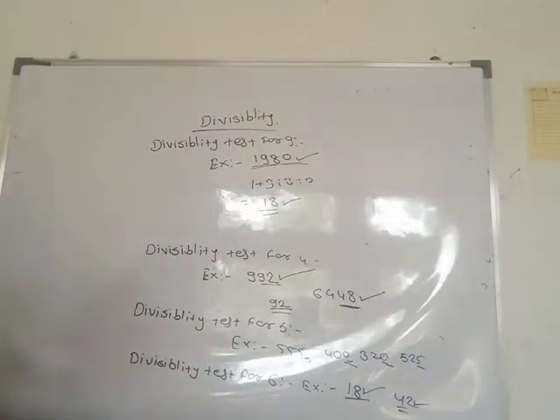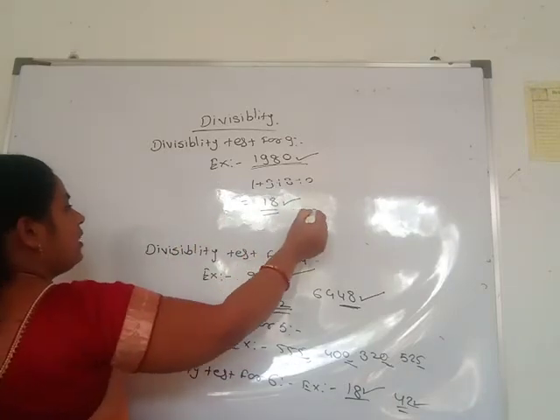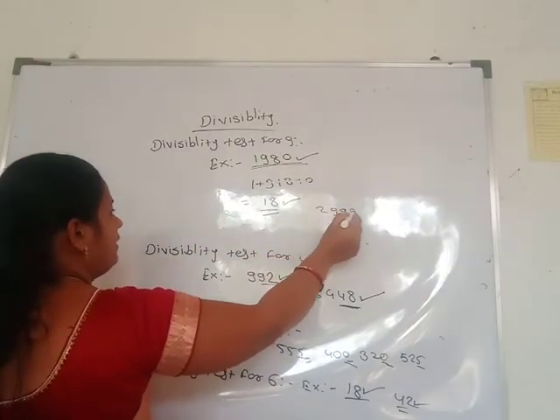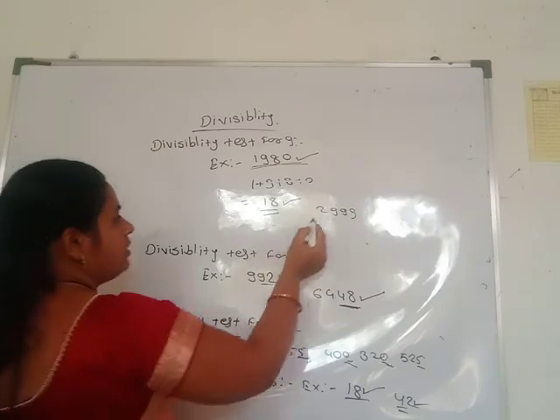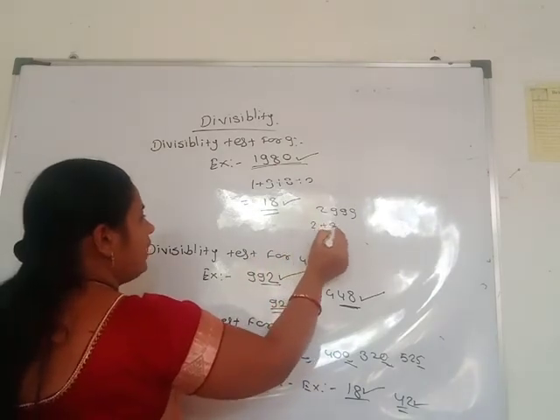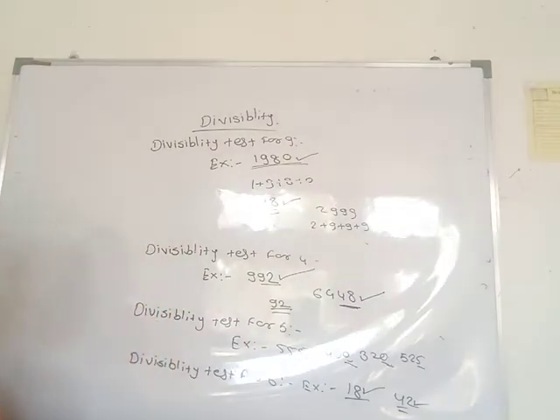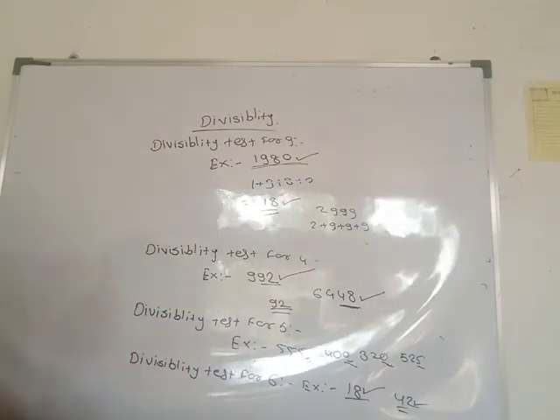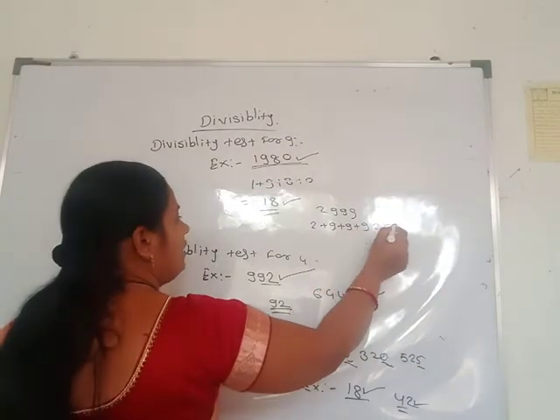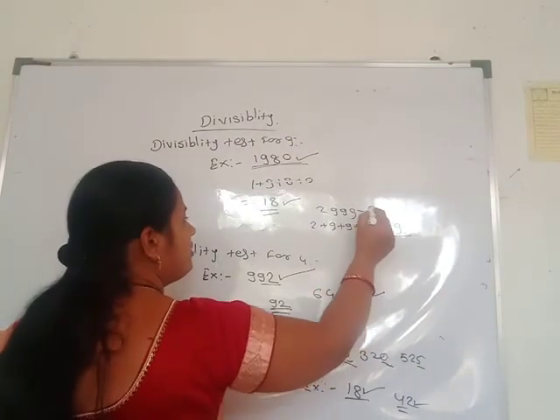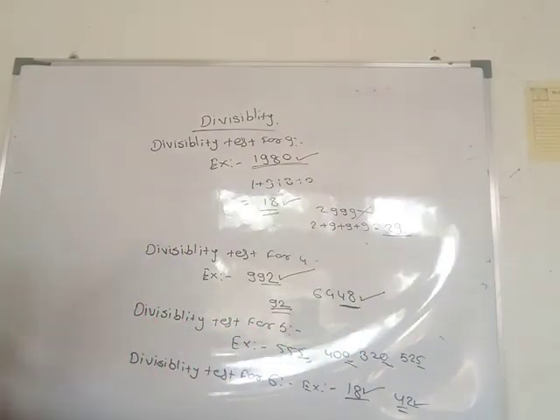Again, one example. 2999. Do the addition of all these digits: 2 plus 9 plus 9 plus 9. 9 plus 2, 11. 11 plus 9, 20. 20 plus 9, 29. Is this number divisible by 9? No. This 29 is not divisible by 9, therefore this number is not divisible by 9.